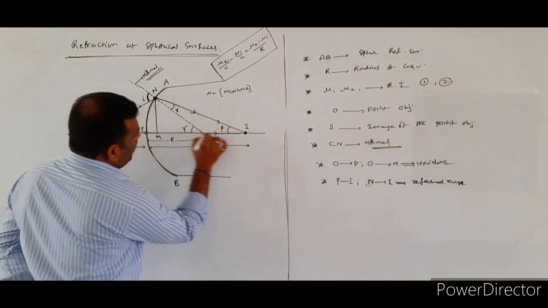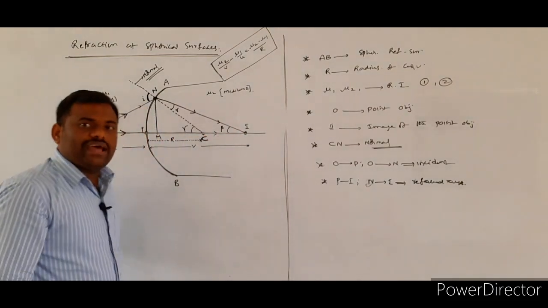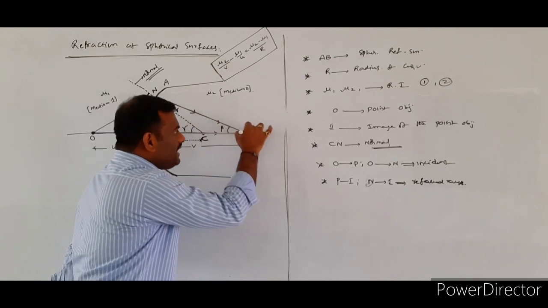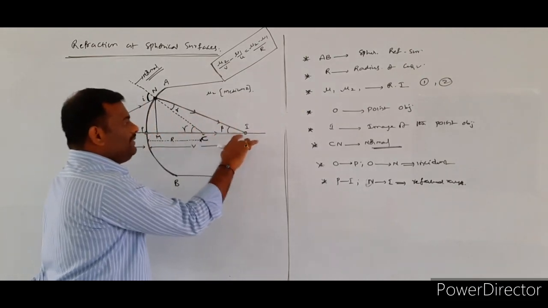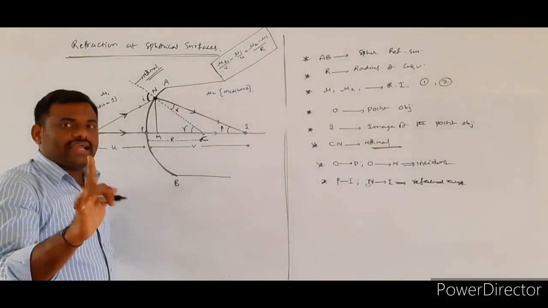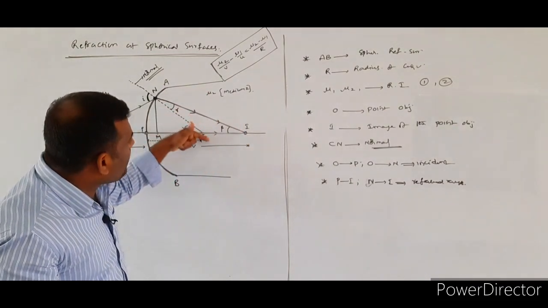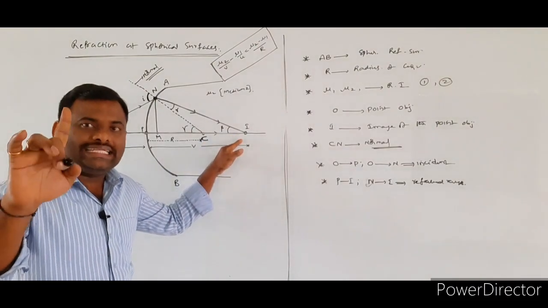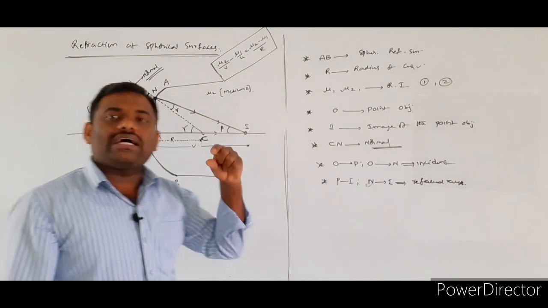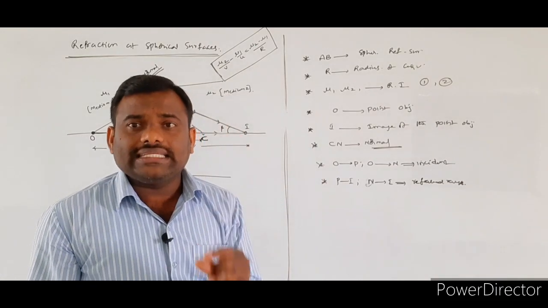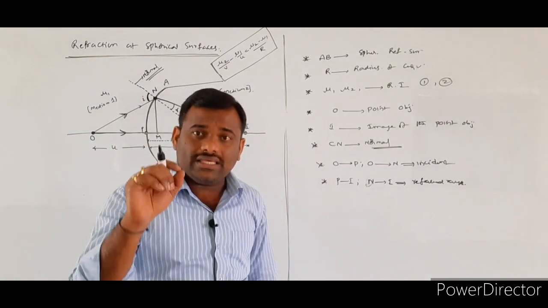In the given diagram, PI is one of the refracted light rays, and NI is the other refracted light ray. PI will be the first refracted light ray and NI will be the second refracted light ray. These two refracted light rays converge at a particular point I, and that point of convergence of the refracted light rays will be giving the image.